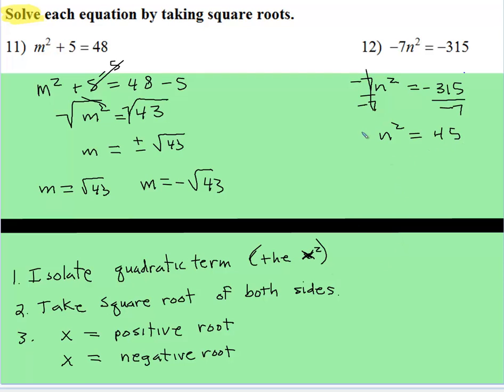Now step 2, take the square root of both sides. And the square root of 45 has two roots. So then in your final answer, n is equal to the positive root of 45, and n is equal to the negative root of 45. And go ahead and leave your answers in this format. You don't need to change it to a decimal. Alright, that's it for solving each equation by taking the square root.